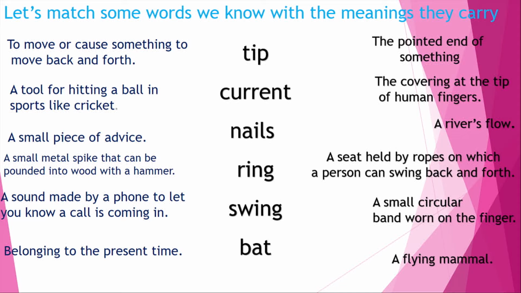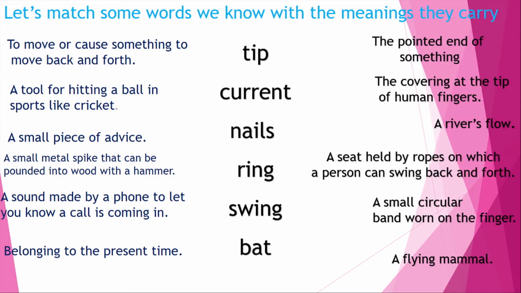So the other one, the pointed end of something. Good. Next one, the covering at the tip of human fingers. Other meaning, a river's flow. Next one, a seat held by ropes on which a person can swing back and forth. Second to last one now, a small circular band worn on the finger. And last one, a flying mammal.